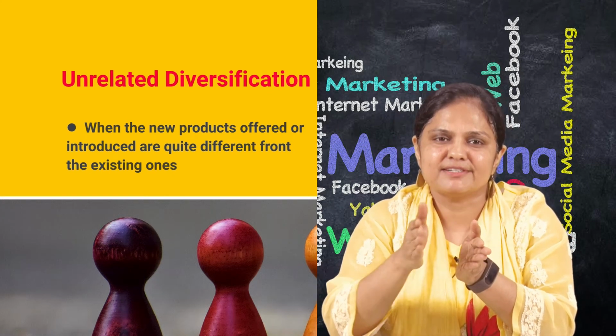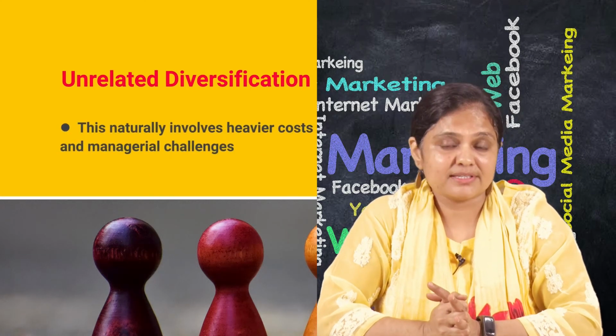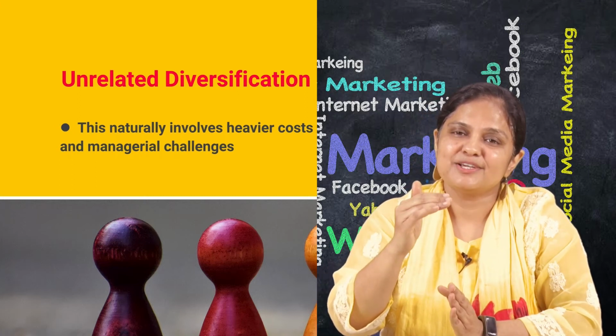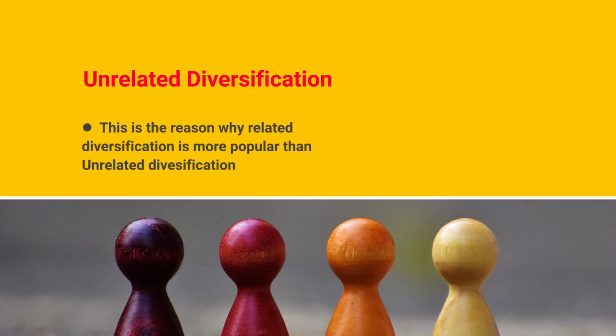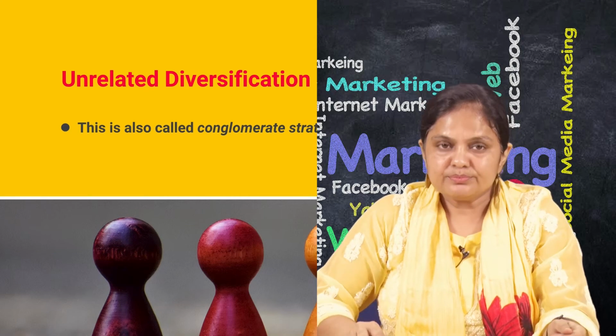This is unrelated diversification. But this kind of diversification involves heavier cost and managerial challenges. So, quite often, this is not something which is often used by companies. That is why it is less popular than related diversification. Related diversification is more popular only because it involves less cost, right? Generally, unrelated diversification is done through mergers and acquisitions. That is why it is also called conglomerate strategy.